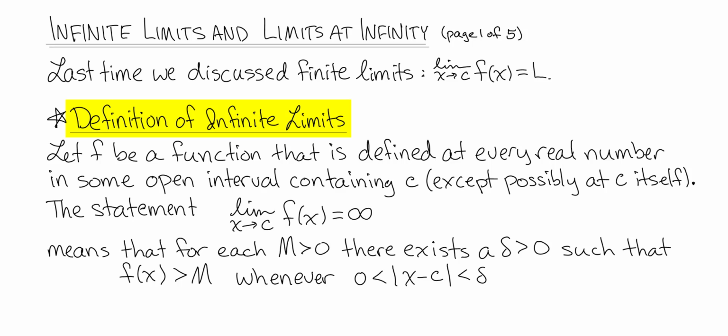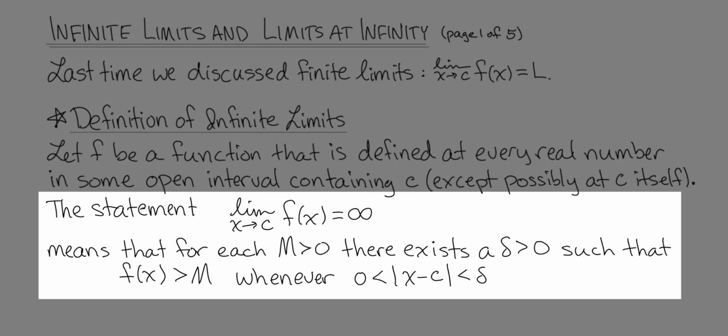Let f be a function that is defined at every real number in some open interval containing c, except possibly at c itself. The statement, the limit as x approaches c of f of x equals infinity, means that for each m greater than 0, there exists a delta greater than 0, such that f of x is greater than m whenever the absolute value of x minus c is less than delta. So here we have those deltas again, but now we have an m instead of epsilon.